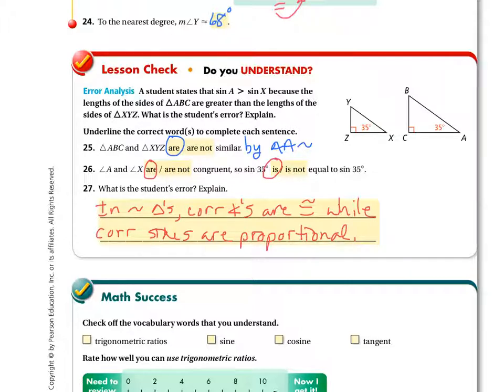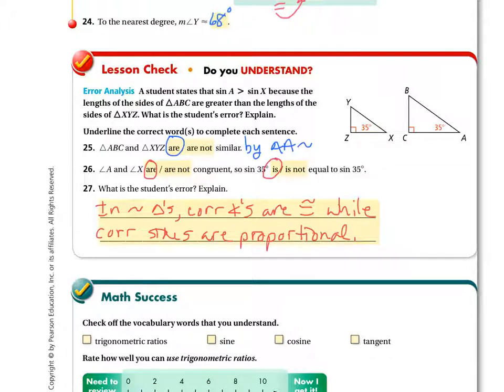Okay, so who wants to share their thoughts about the fact that one student states that the sine of angle A is greater than the sine of angle X because the lengths of the sides of triangle ABC are greater than the lengths of the sides of triangle XYZ? Who wants to give me their thoughts on that? Chris?